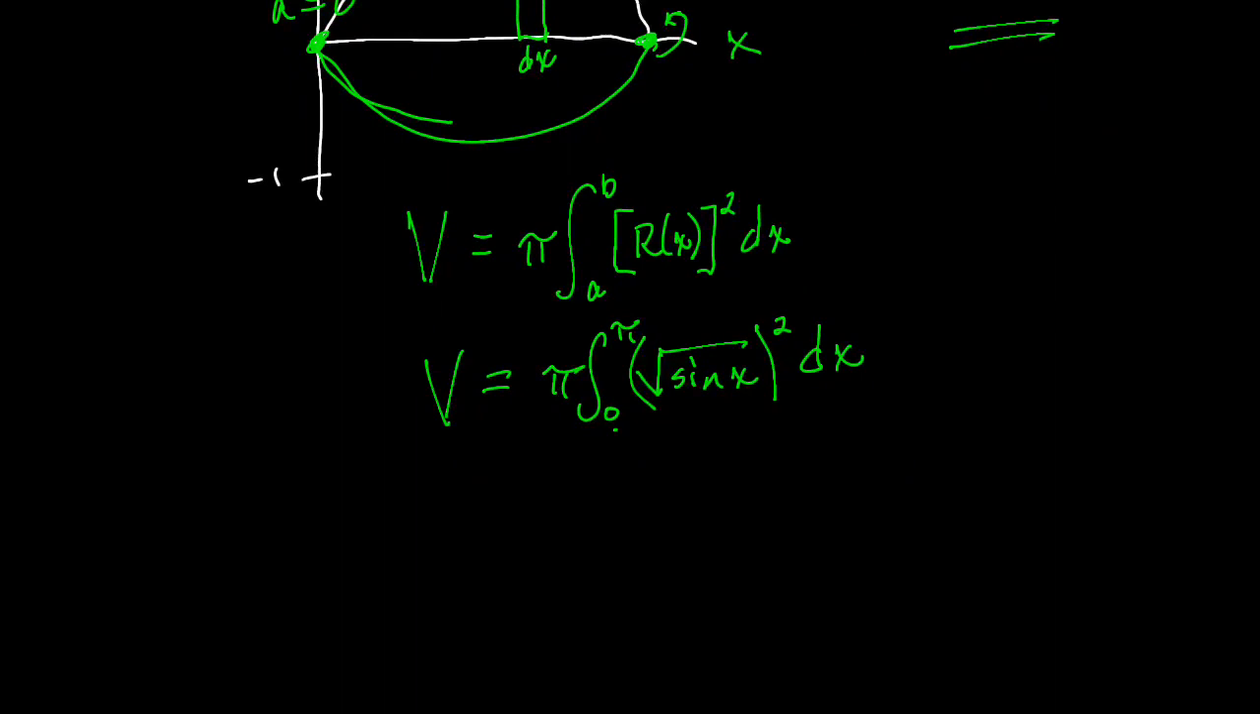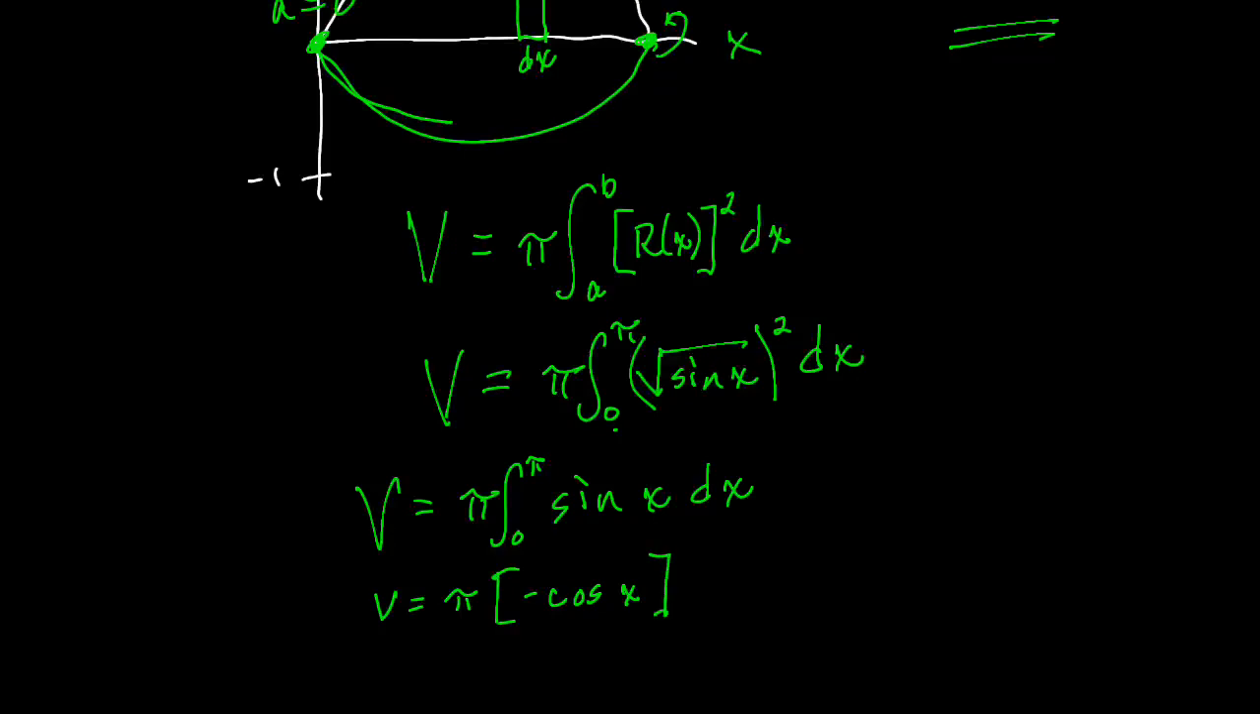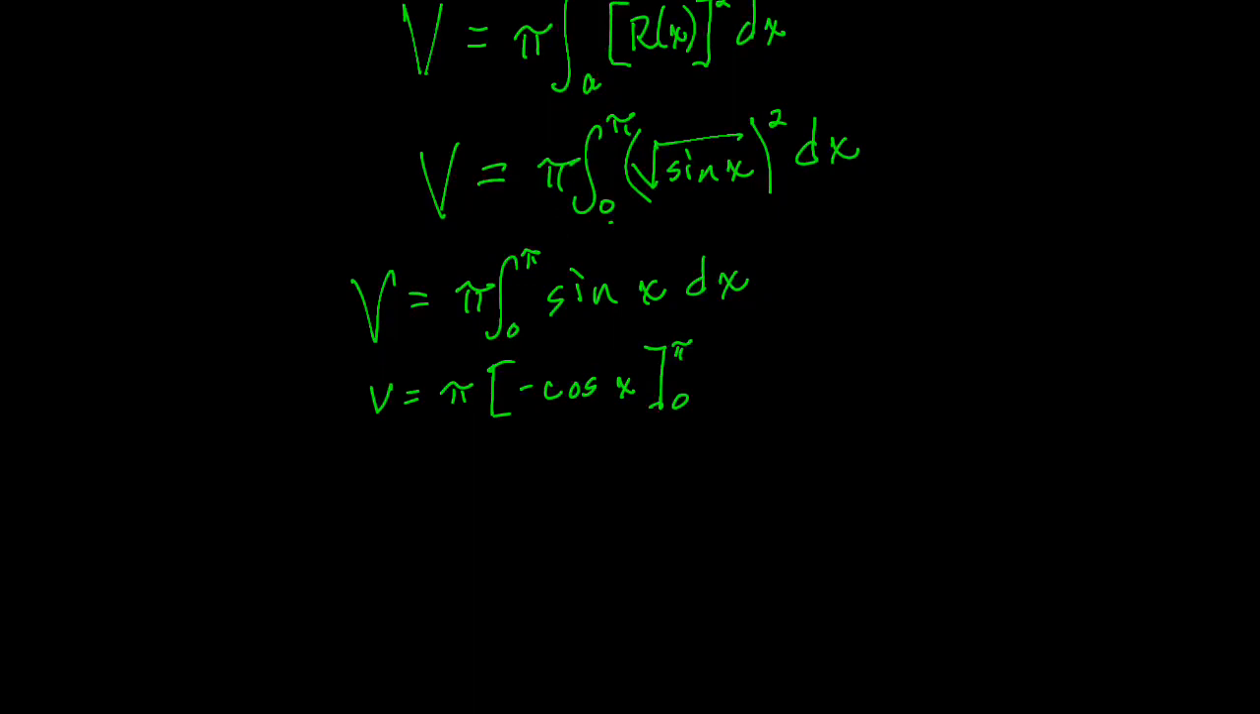So I end up saying volume equals pi times the integral from 0 to pi of sine of x dx. Now, this is one of the reasons why it made it a little bit easier. The antiderivative of sine is negative the cosine of x, and that's going from 0 to pi. So, let's keep on going.